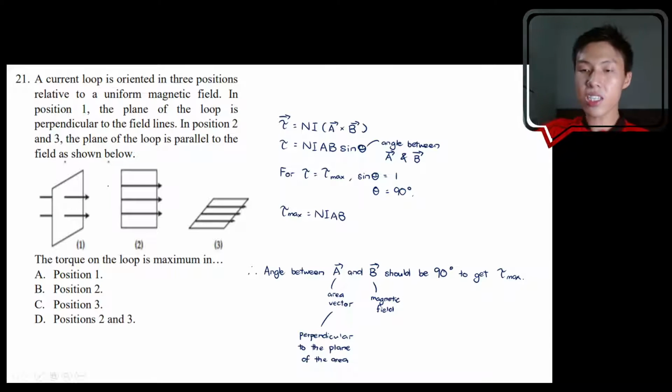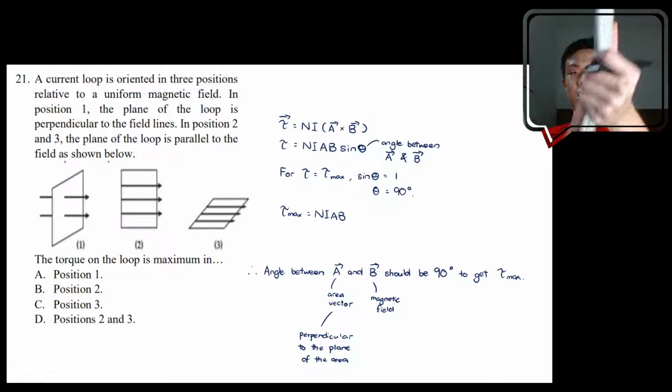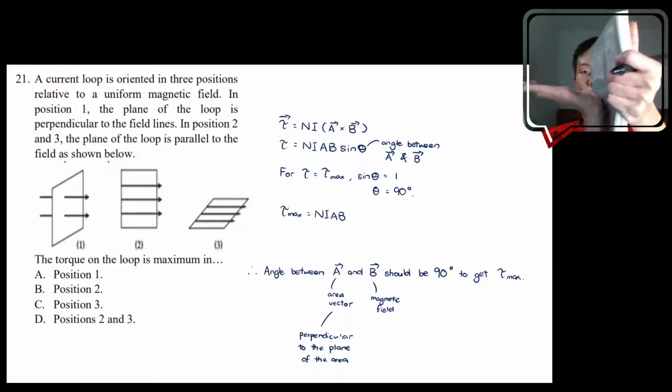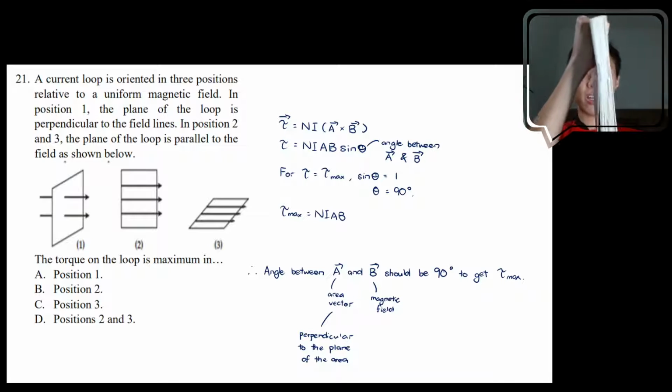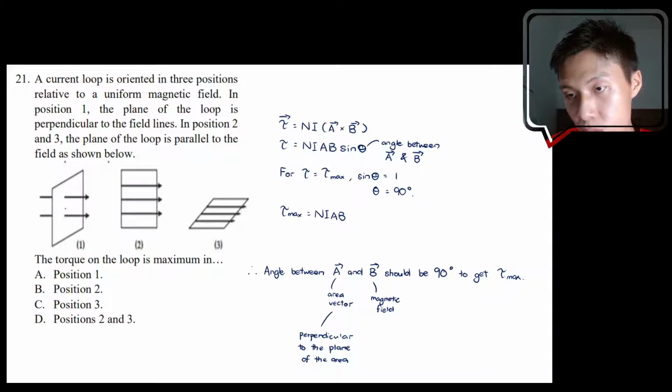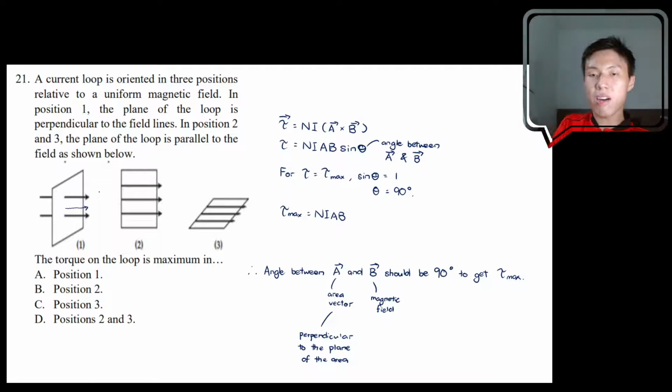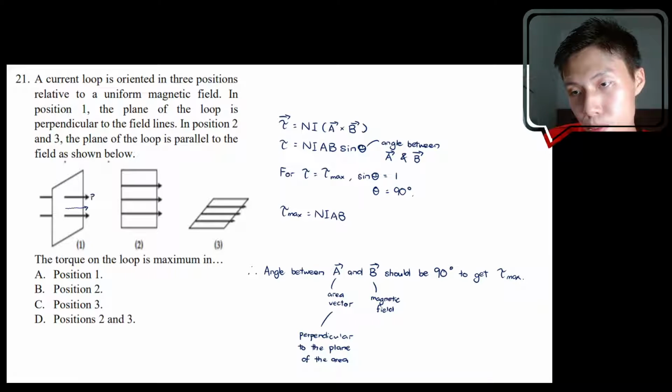Okay, so in this case, if you look at position 1, this is the plane of the area. So perpendicular to the plane of the area means you have to be either pointing in this direction for your area vector or pointing in that direction. So we can take our area vector to be pointing to the right, out from the plane. In that case, you can see that your magnetic field B and your area vector A are pointing in the same direction.